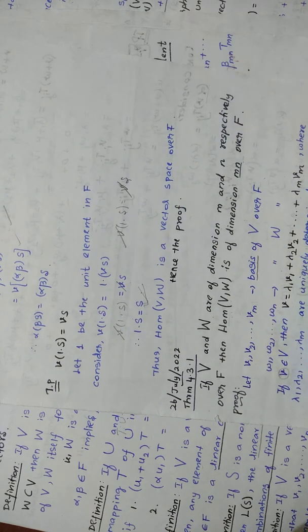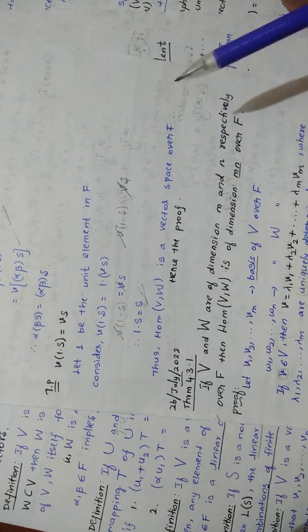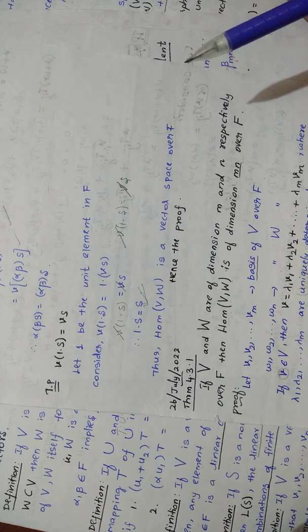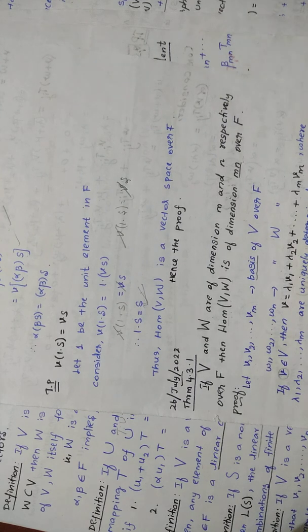So finally, all four conditions to say a non-empty set is a vector space have been satisfied. So finally you are saying Hom(V, W) is a vector space over the field F. Hence the proof.